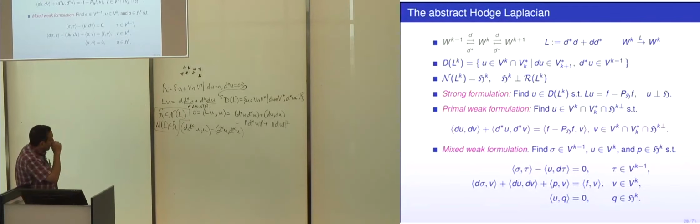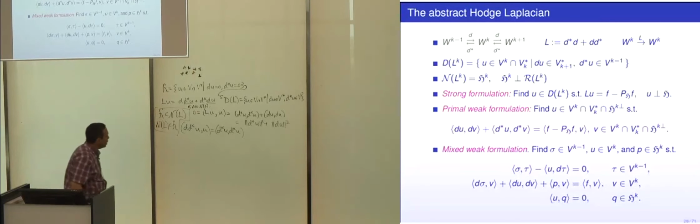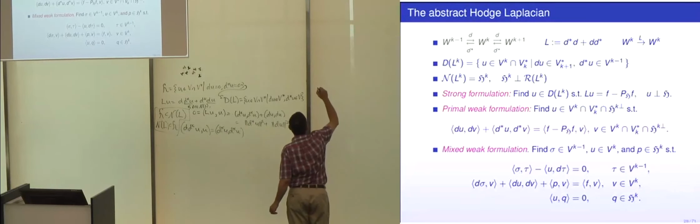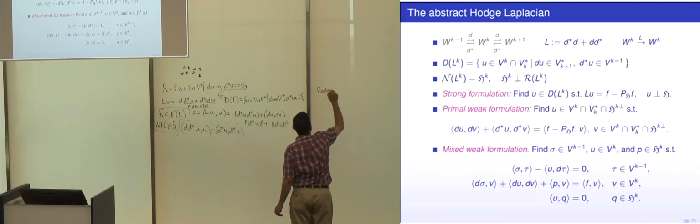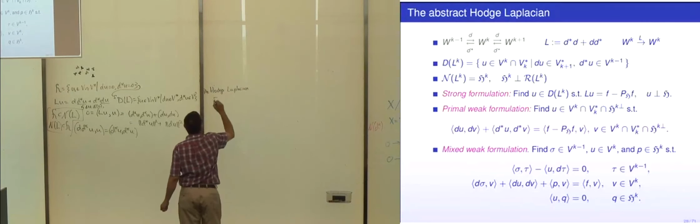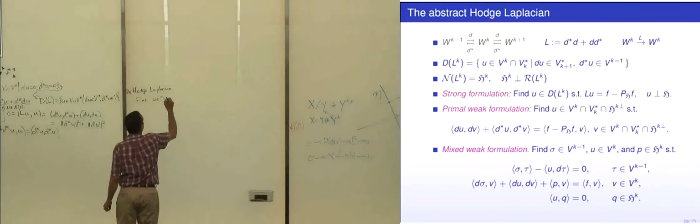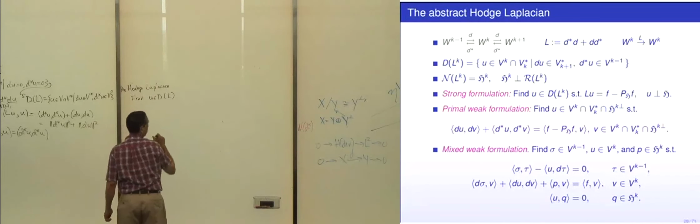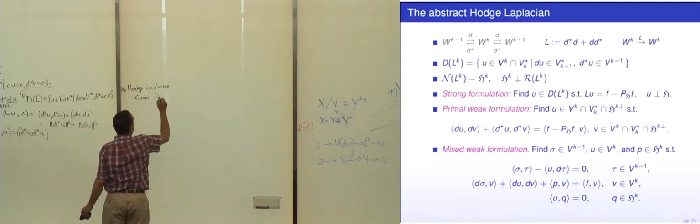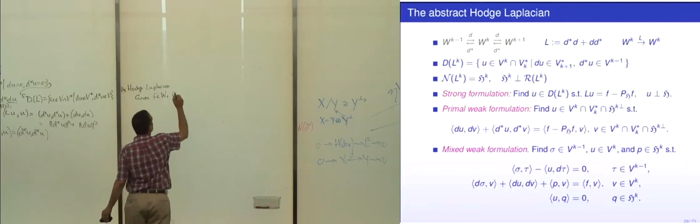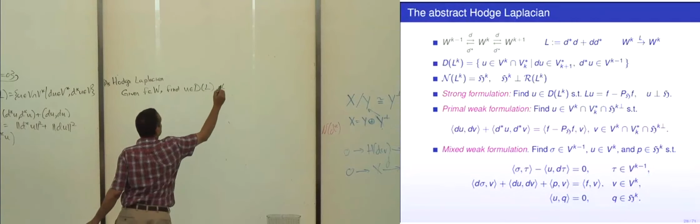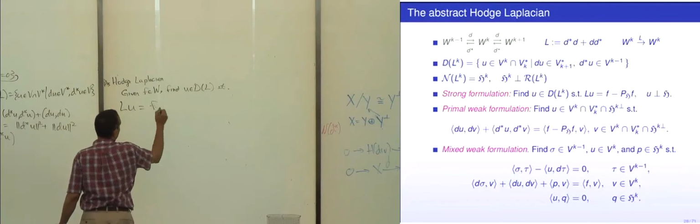And then the one other thing: it means that the Hodge-Laplace problem, so here's the Hodge-Laplace problem. Well, we'll start at it and then I'll modify it. The abstract Hodge-Laplace problem is to find u in the domain of the Laplacian: given f in W^k, find u in the domain of L^k such that Lu is equal to f. That's the obvious problem.